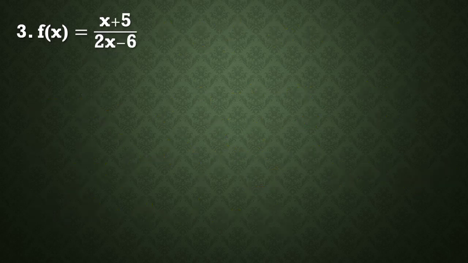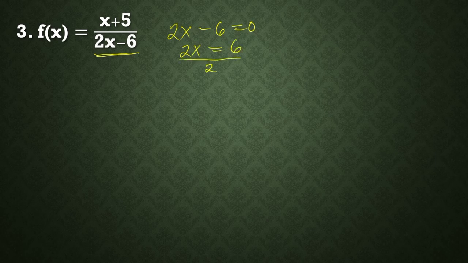Next, number 3, x plus 5 all over 2x minus 6. So, again, kunin natin yung denominator, equate natin to 0. That is 2x minus 6 equals 0. And then we add 6 to both sides, magiging 2x equals 6. And then we divide the whole equation by 2. So the value of x is 3. So what will be our domain? X is an element of R wherein x should not be equal to 3.